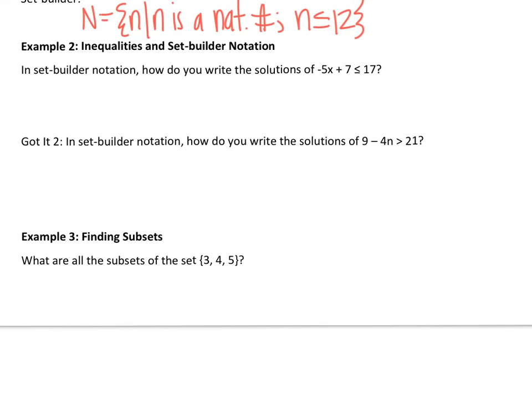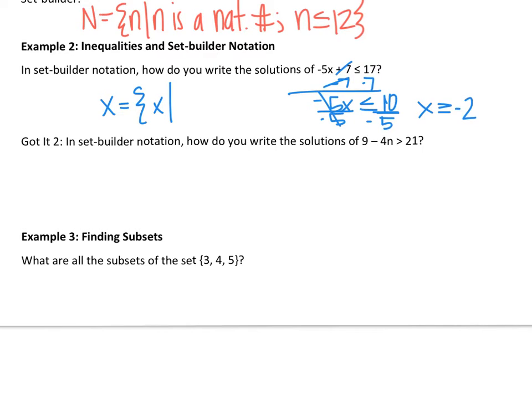Example 2, inequalities in set builder notation. In set builder notation, how do you write the solutions of negative 5x plus 7 is less than or equal to 17? So we're just going to solve that inequality by subtracting 7 from both sides, and we get negative 5x is less than or equal to 10. Divide both sides by negative 5. You have to turn your inequality around, and you get x is greater than or equal to negative 2. In set builder notation, you're going to say x such that x is greater than or equal to negative 2.